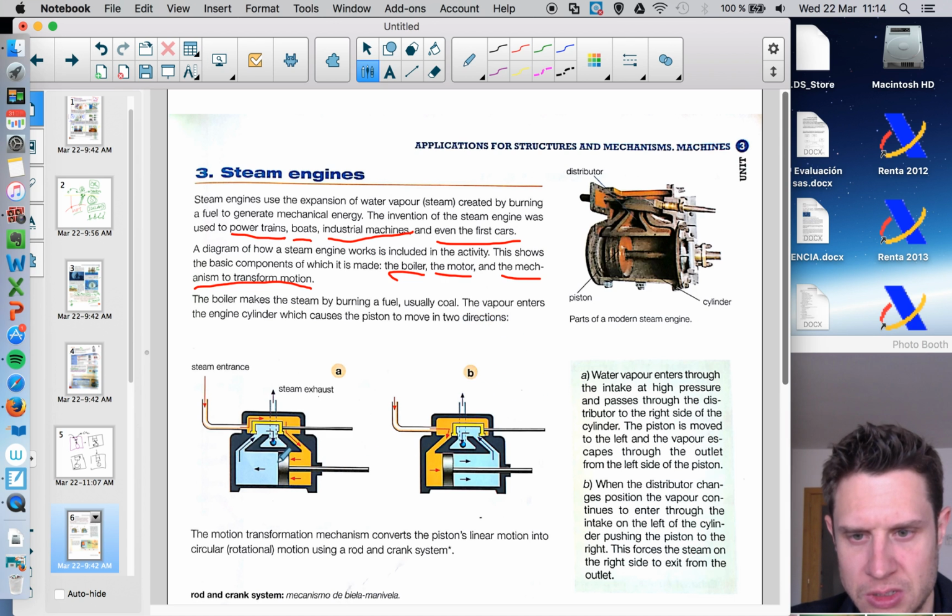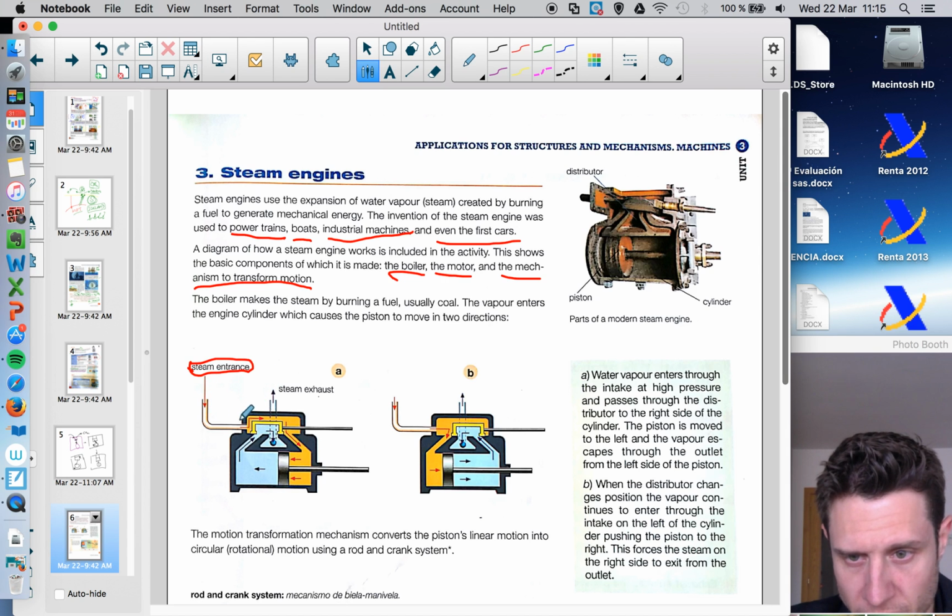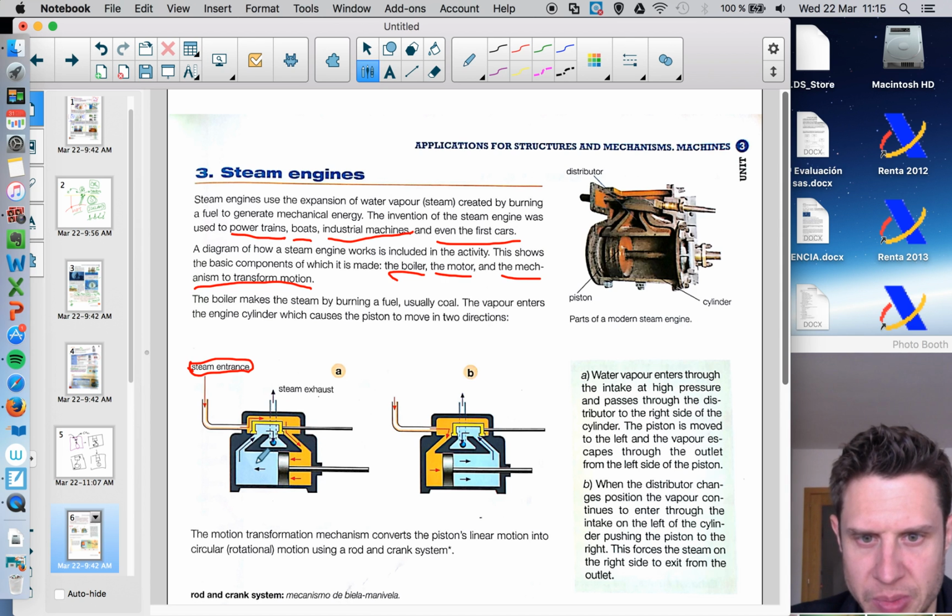Can you see? This is the piston. So the steam enters. We heat the water, and it enters here and is pushing the piston in this direction. And we have a bulb here.